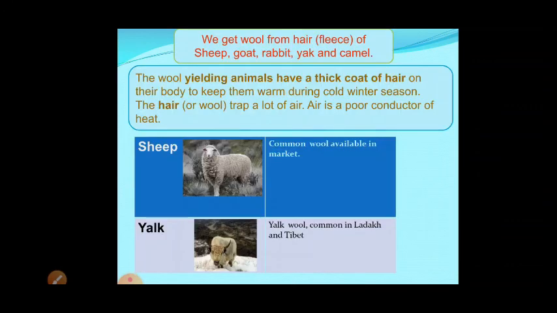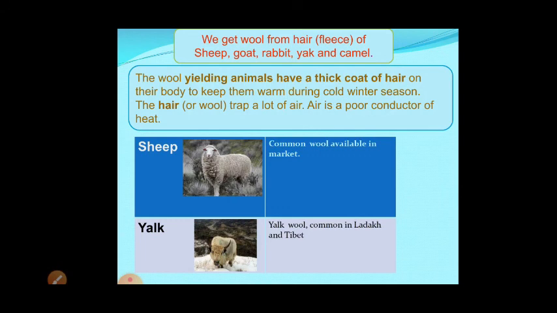Now from where do we get wool? We get wool from different animals, from their body covering, very thin and soft hairs, which is called fleece or hair, like the animals sheep, goat, rabbit, yak or camel. From these animals we get wool from their hair.